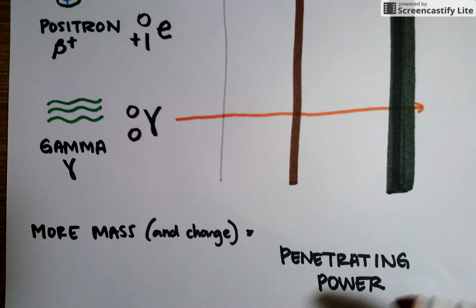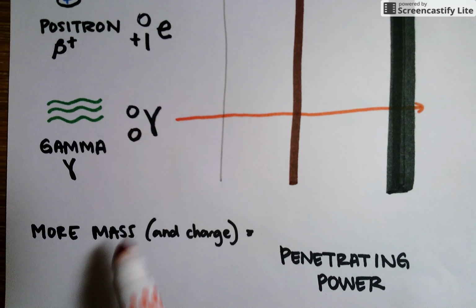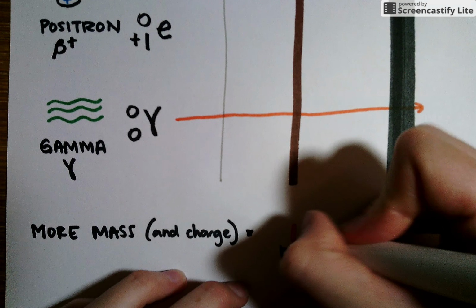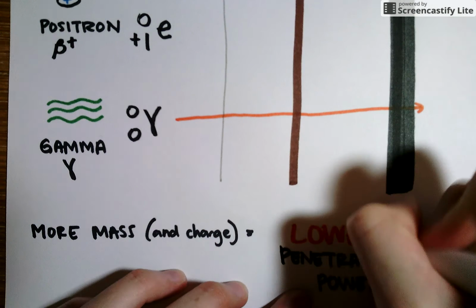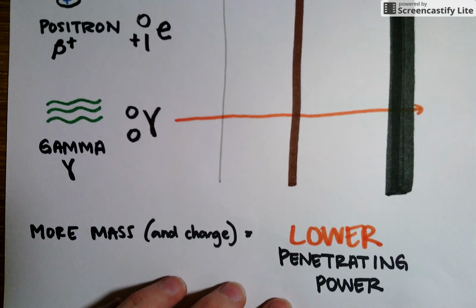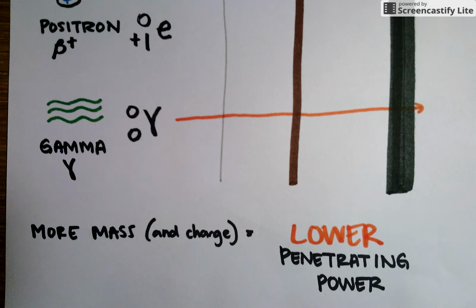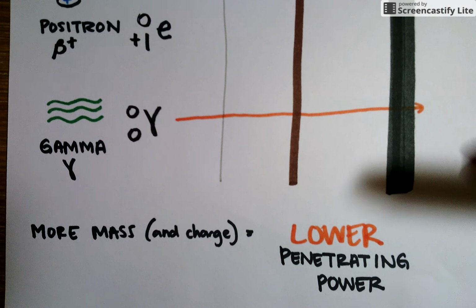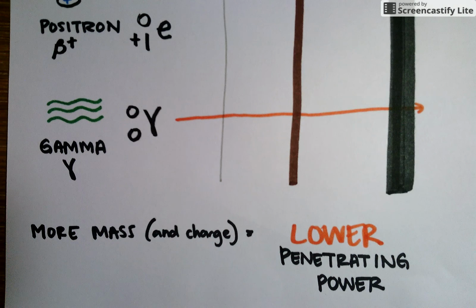The way we talk about these contrasting properties is by this property of penetrating power. The more mass you have and the more corresponding charge, whether it's positive or negative, results in lower penetrating power. So that big bulky alpha particle is not able to pierce through as much as your small massless gamma radiation. So keep those terms in mind, what all of those types of radiation look like in their notations on Table O, and also this idea of penetrating power. Which one is the most powerful? What can pierce through the most?